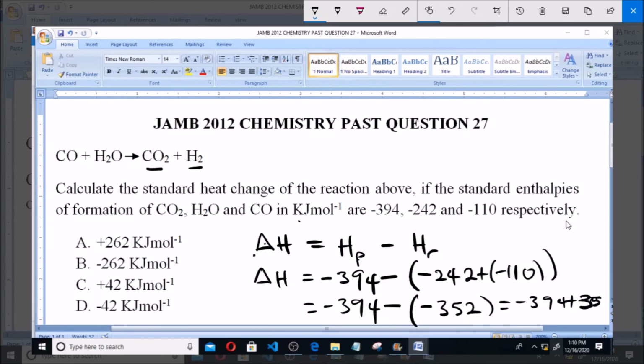So this will give us -394 plus 352, because minus times minus will give us plus, and -394 plus 352 will give us -42 kilojoules per mole. So the answer to this question is actually option D, -42 kilojoules per mole. That is the standard heat change of the reaction above.